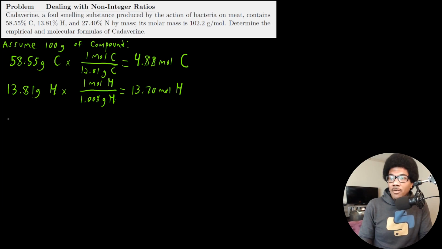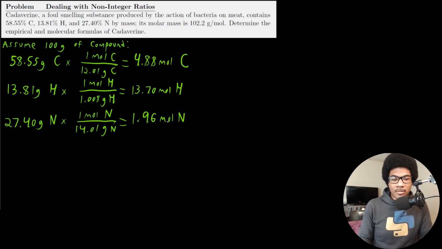And lastly, we have our nitrogen. So we have 27.40 grams of nitrogen. And again, consulting the periodic table, for every 1 mole of nitrogen, we'll have 14.01 grams of nitrogen. So then that leaves us with 1.96 moles of nitrogen.